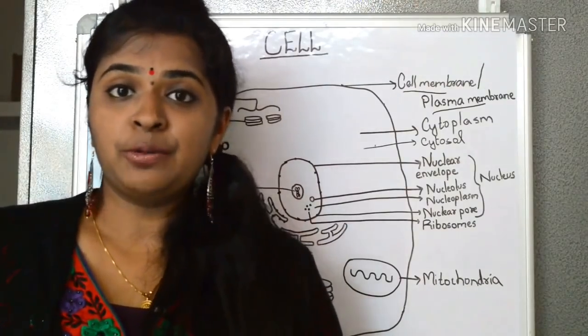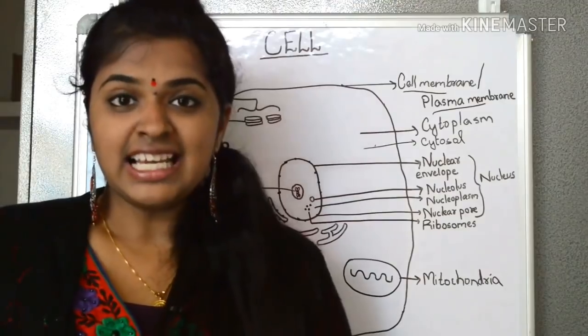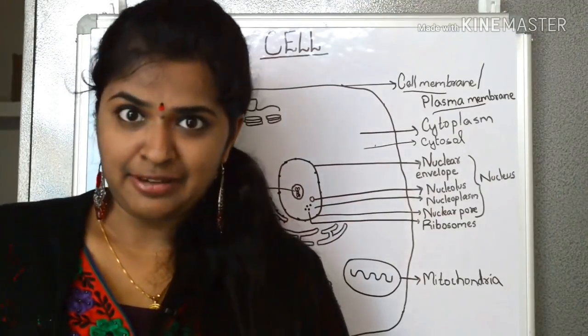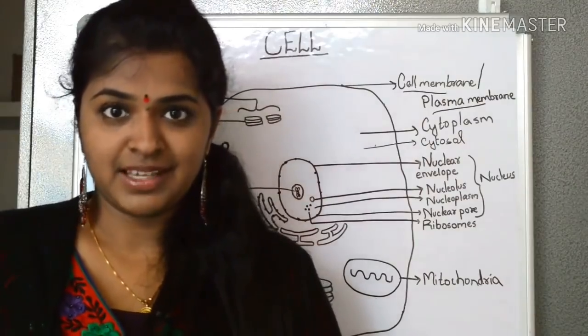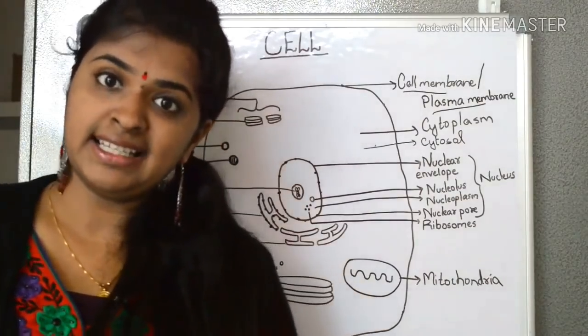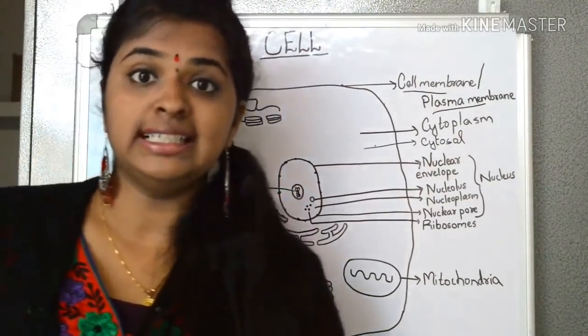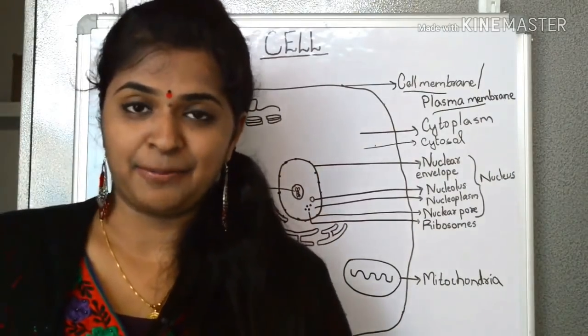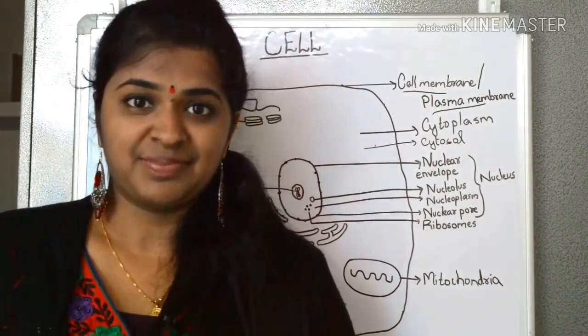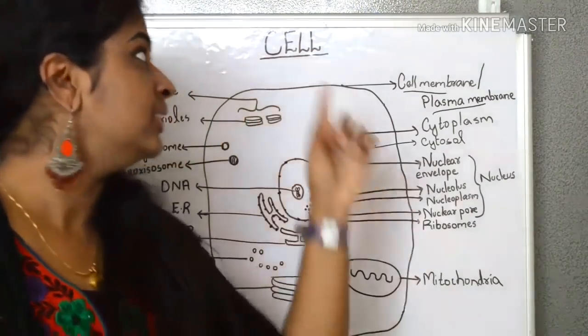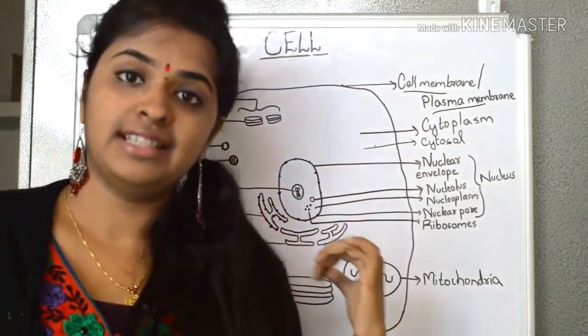So what do you mean by a cell? Cell is the fundamental unit of life, or it is also called the building blocks of life. The cell was discovered by the scientist Robert Hooke in the year 1665. The study of cell is called cell biology. So, let us talk about the cell and the functions of these organelles.